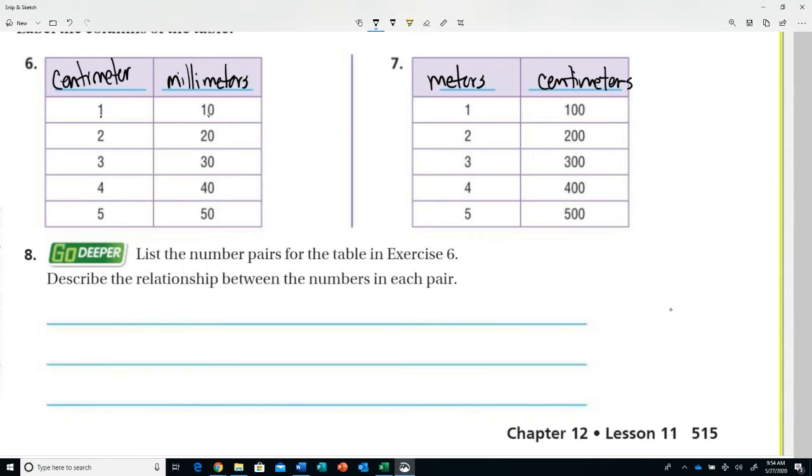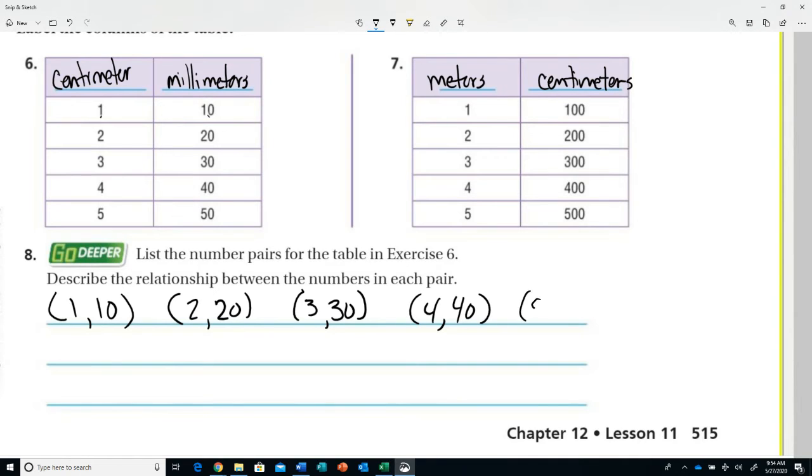Okay, so we kind of already talked about it, but just to refresh your memory here, the number pairs would be 1 and 10, 2 and 20, 3 and 30, 4 and 40, and 5 and 50. And their relationship is that it's 10 times greater. So 1 centimeter is 10 times greater than 1 millimeter, or 10 times the difference. Because in order to get 10 over here and 20 over here, you have to multiply by 10 to get them. So it's 10 times greater than. Number 7 is 100 times greater. So that's what they're asking.